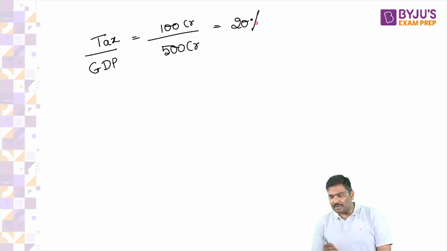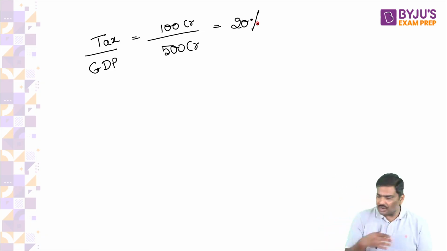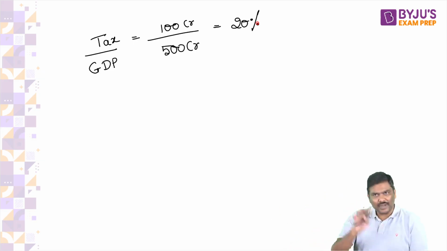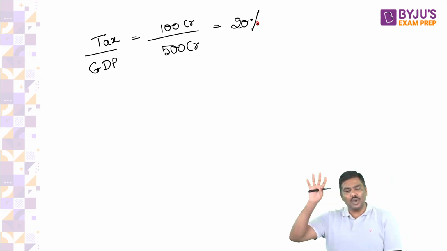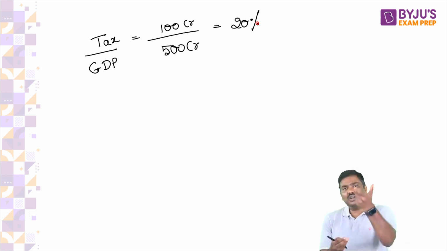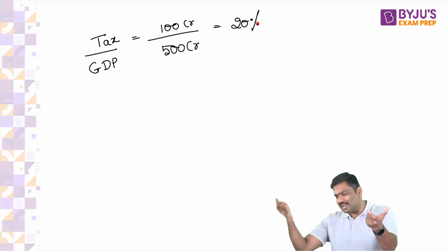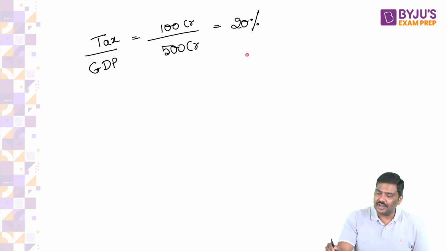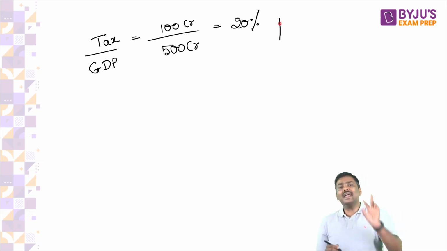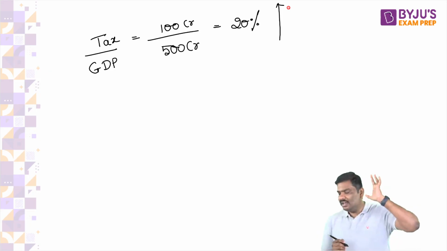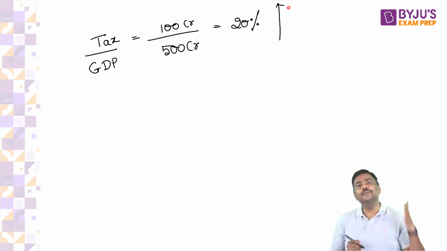Anybody has a problem? Please do let me know. Right, the amount of taxes collected by the government is 100 crore. GDP value is 500 crore. Can I say tax to GDP ratio is 20%? Point number one. That is, it is the ratio of total taxes by total GDP value. That's a definition. Now, point number two, tax to GDP ratio should be higher, should keep on increasing. Why?